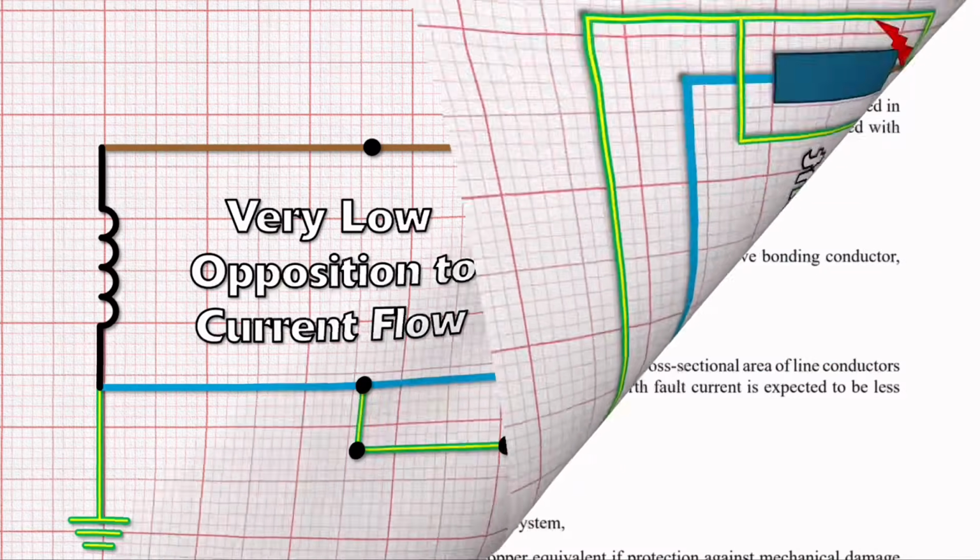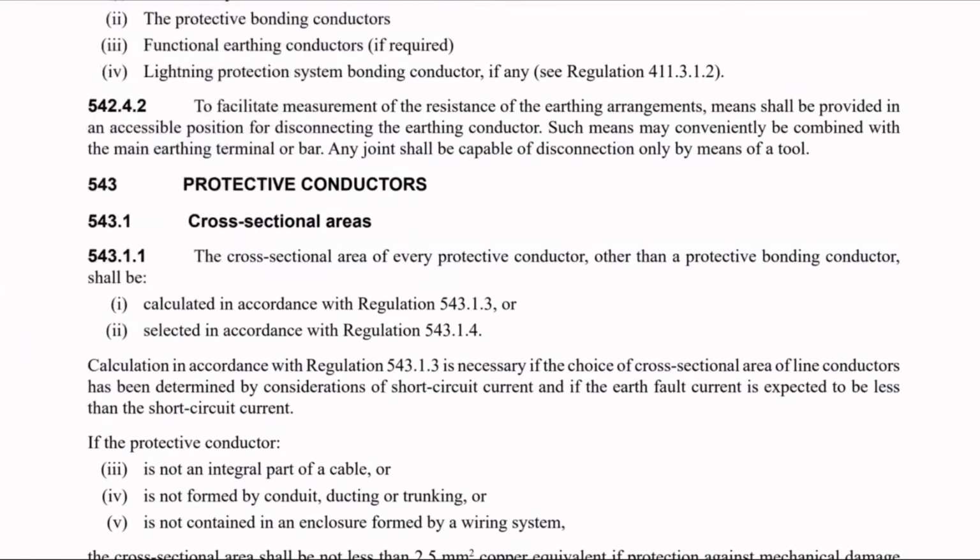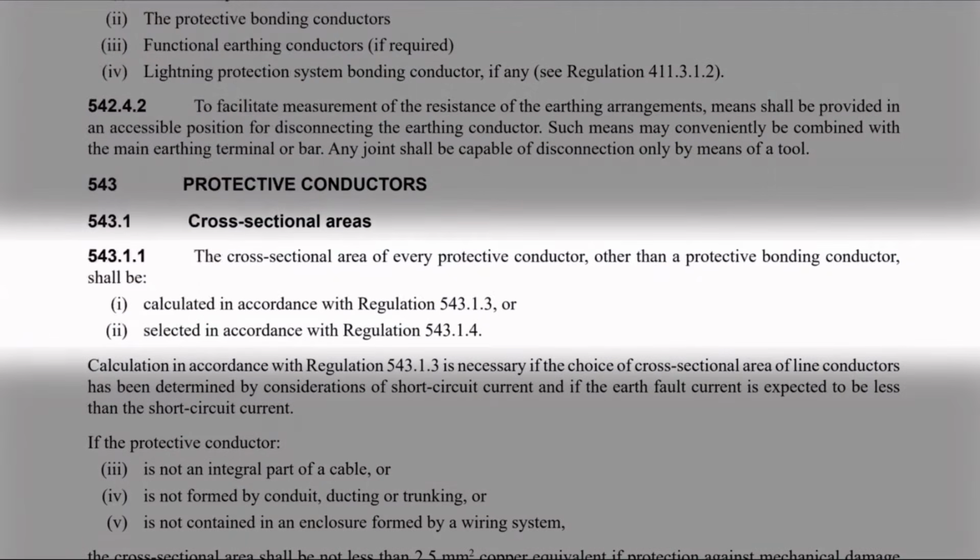We find information on this in Regulation Group 543 under the heading Protective Conductors and subheading 543.1 Cross-Sectional Area. Regulation 543.1.1 tells us that the cross-sectional area of every protective conductor other than a protective bonding conductor shall be 1. Calculated in accordance with Regulation 543.1.3, or 2. Selected in accordance with Regulation 543.1.4. So our CPC is not a bonding conductor, and therefore it will need to be calculated with one of the methods outlined in the two regulations mentioned here.